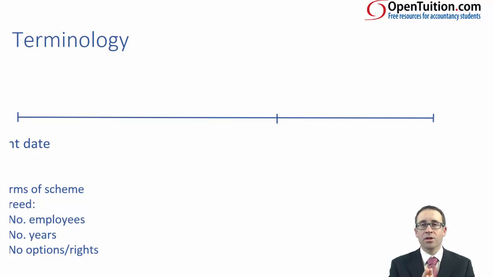of the scheme. So we look at the number of employees who we grant the options to, or the cash settled share-based payments. We look at the number of years that they need to be employed for before they then get the entitlement to the cash or the entitlement to the share options. And we look at how many options or rights they get per employee. Okay, it's going to be more than one. It could be a couple of hundred, could be a couple of thousand. You just need to follow the information given on the question. But that's everything that we know today at the grant date.